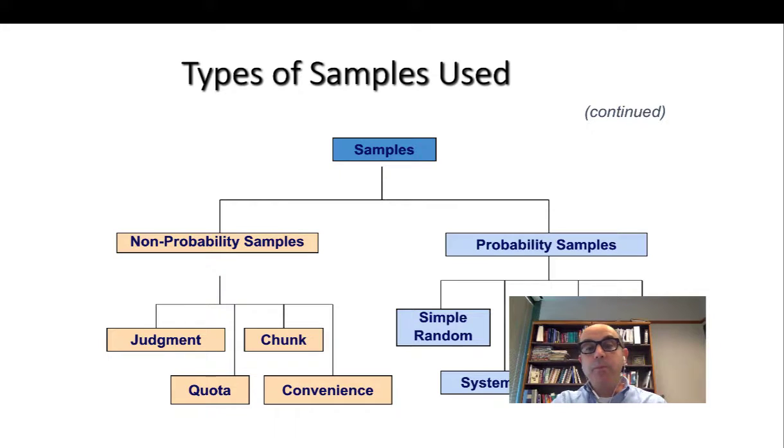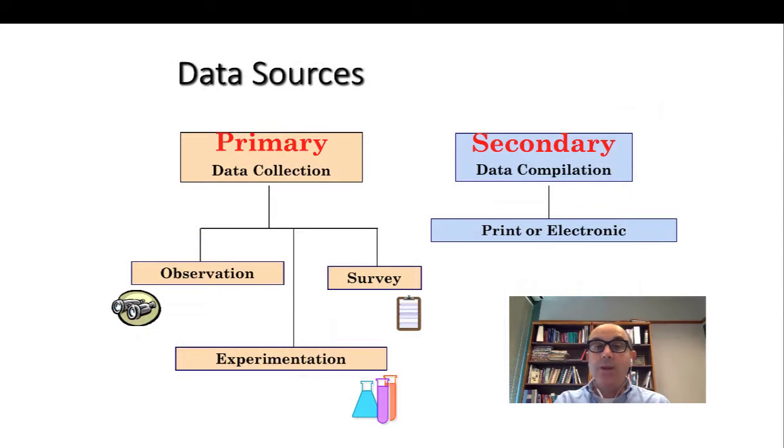So in probability sample, we are going to talk about simple random, stratified, cluster, and systematic, and what they do. But we also need to talk about the data sources that we have. We have secondary data and we have primary data. When we are talking of the first stage of data, we are talking about observation, survey, and experimental.